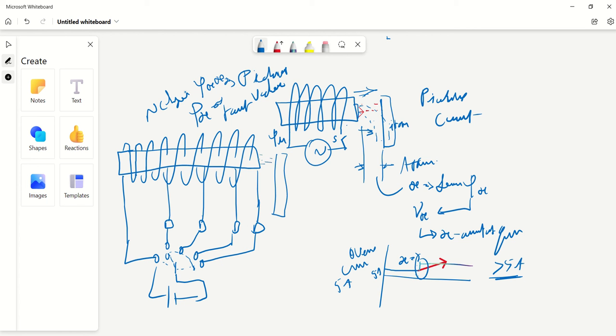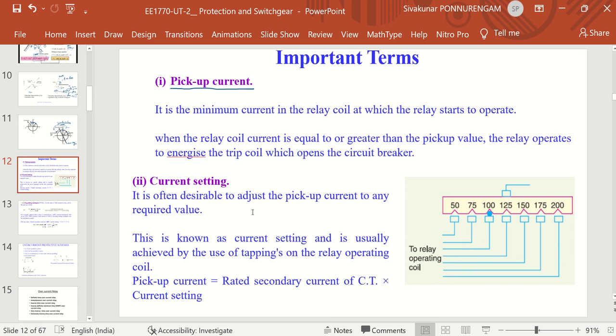So this is one way of obtaining the different setting values. How are we going to set it? This is the plug setting multiplier, or the current setting multiplier. Here we are going to see the values 50, 75, 100, 125, 150, 175 and 200.